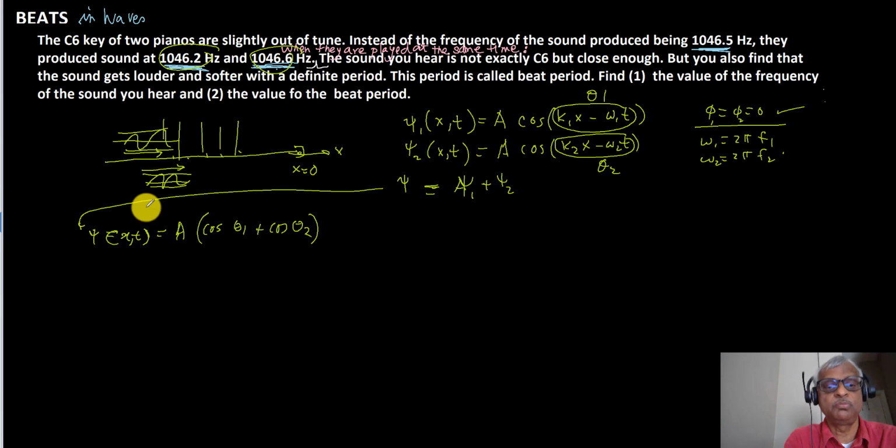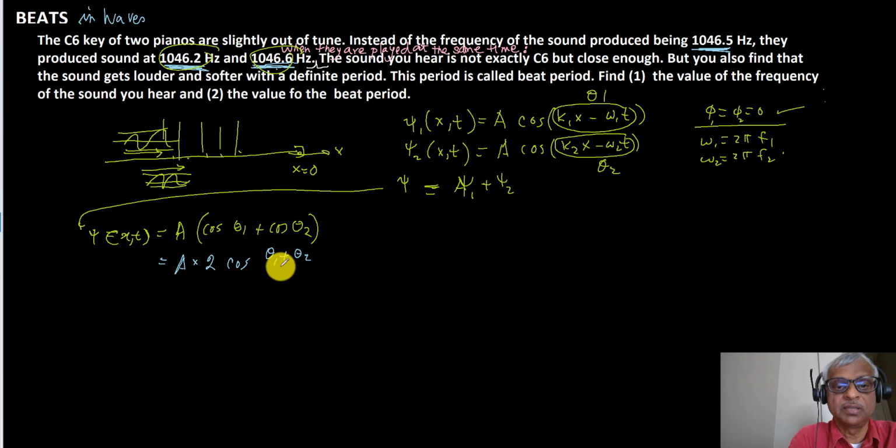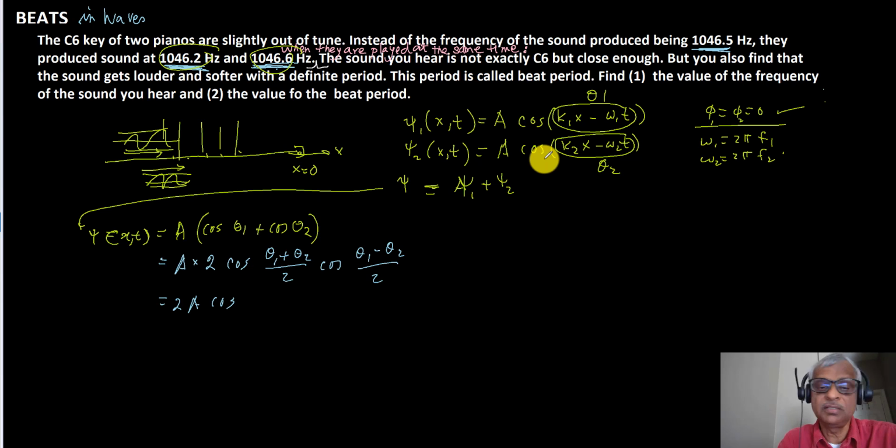So this should be equal to A times 2 cosine of (theta 1 plus theta 2) over 2, times cosine of (theta 1 minus theta 2) over 2. So this is 2 times A cosine, you can see in here, and we want the amplitude at x equal to 0.